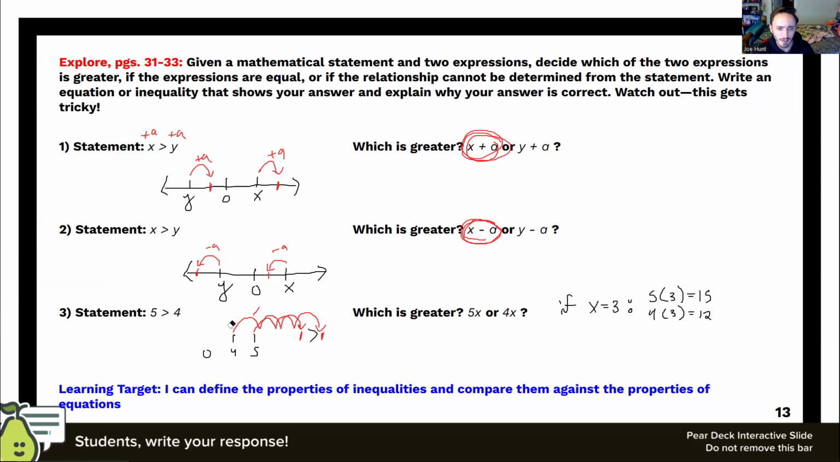But what if x happened to be a negative number? What if, say, x was negative 2? Well, if I did 5 times negative 2, I'd get negative 10. And if I did 4 times, I think I messed this up here. Let me start this over. If x is negative 2, and I do 5 times negative 2, there we go, that is negative 10. And if I do 4 times negative 2, I get negative 8.